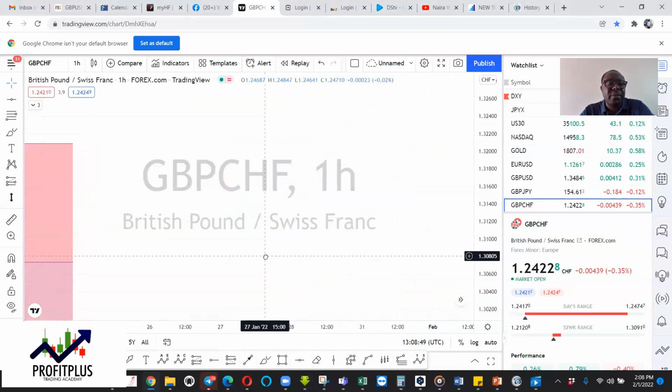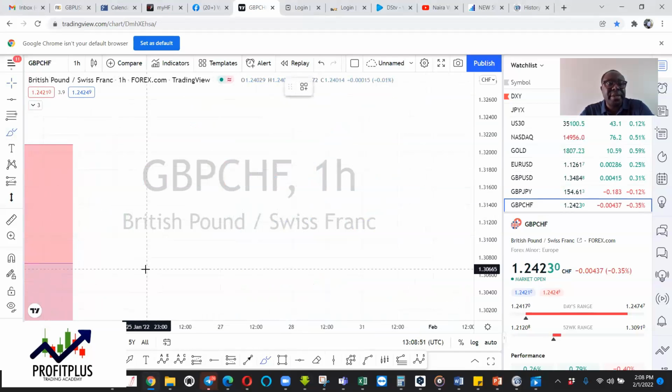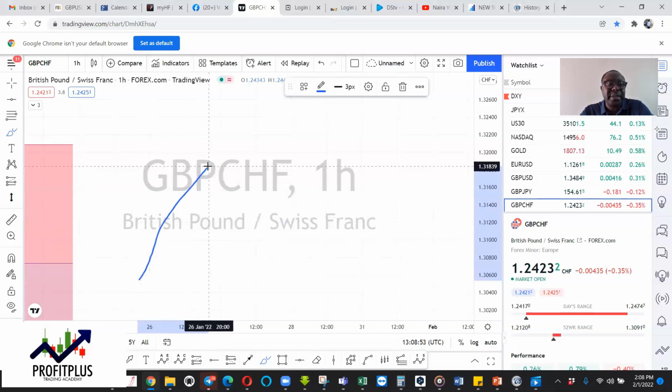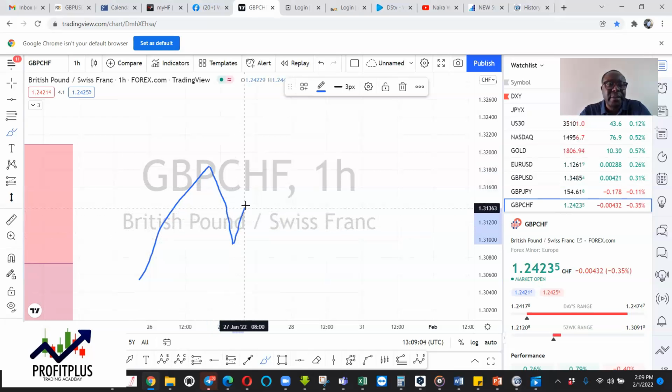I'll take this down again. Okay, right. Price makes an impulse like this. Okay, this is an impulse. It retraces from A to B, and now pushes back to C.